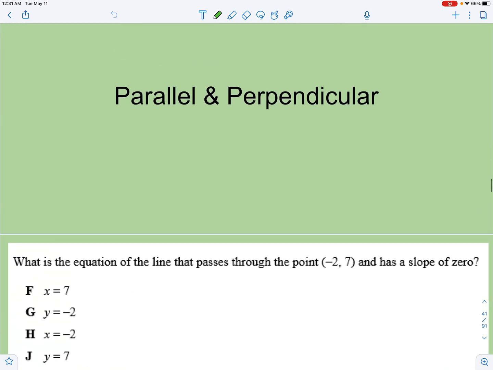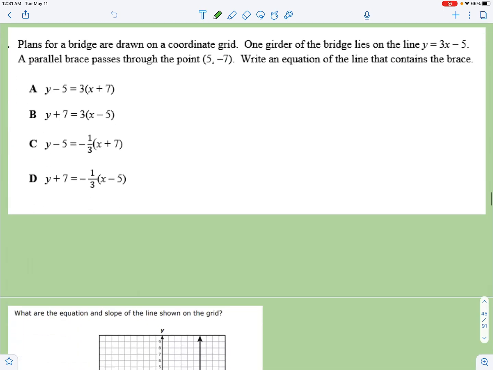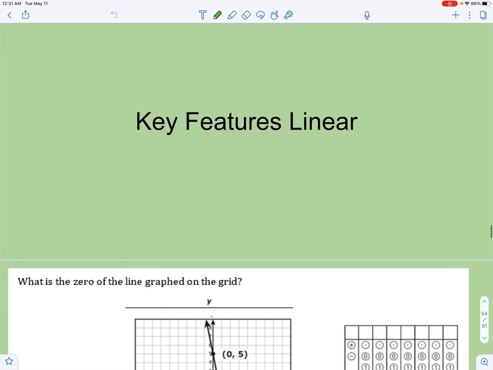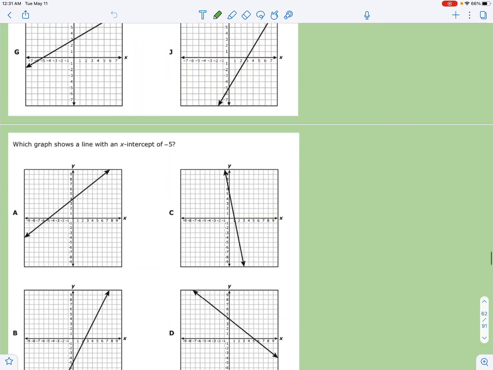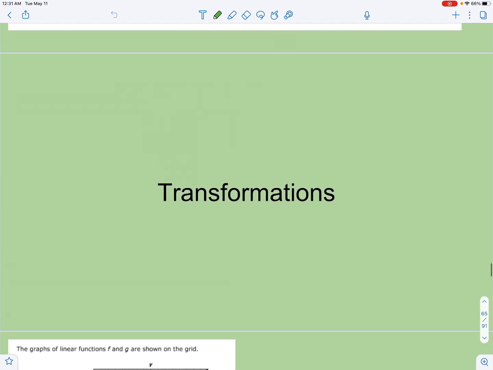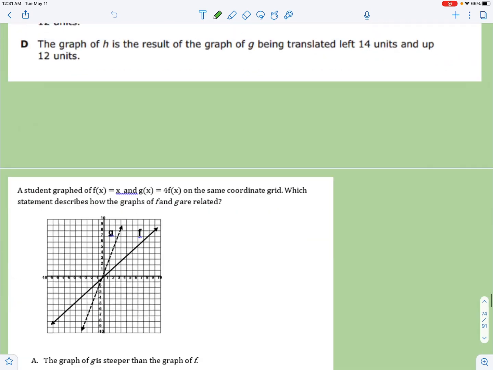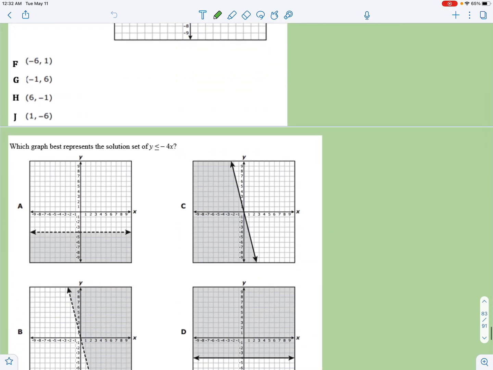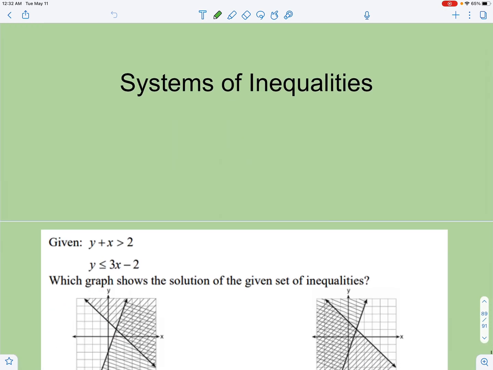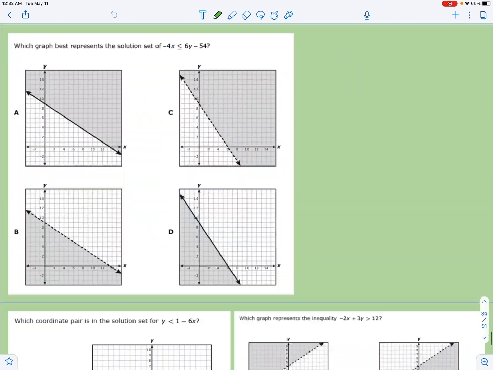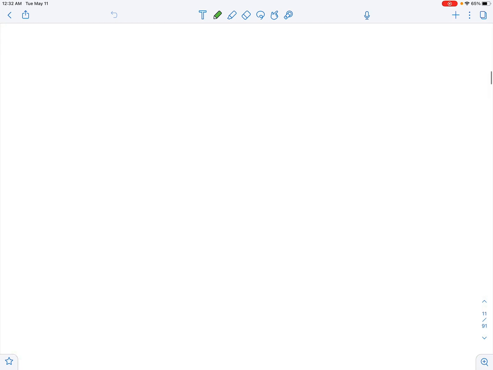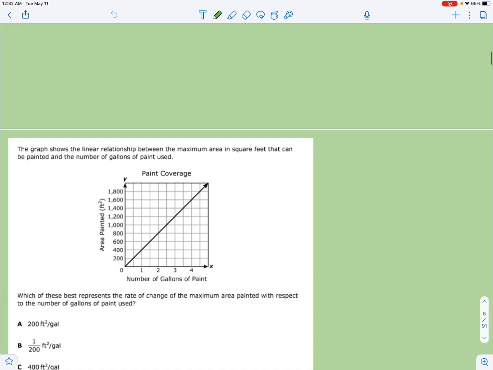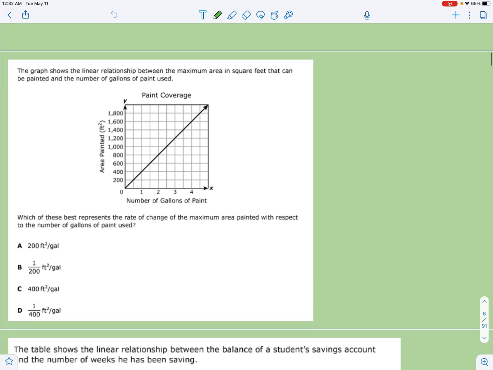So many other topics: parallel and perpendicular lines, graphing, key features of linear equations, transformations, writing inequalities, graphing inequalities, and then systems of inequalities. And I promised that I would do a video on each one. So we're going to start with the first one. All right. And that is slope and rate of change.